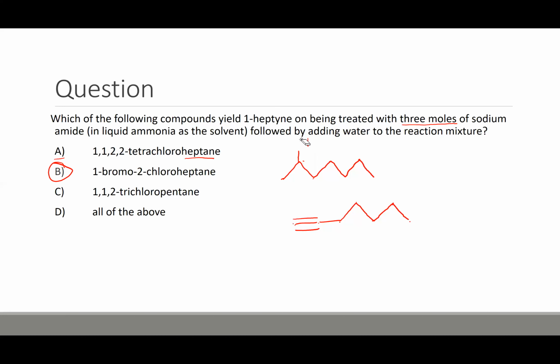What about C? C is a pentane actually, so it's not even long enough. It has a chlorine here, here, and here. So again, too many halides, and it's not even a long enough chain. So our answer here would be B.